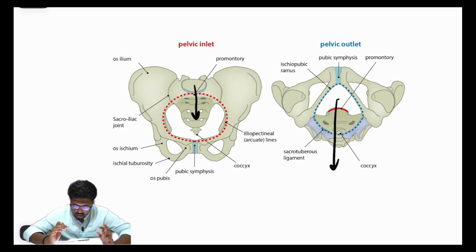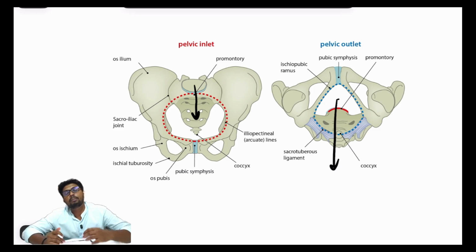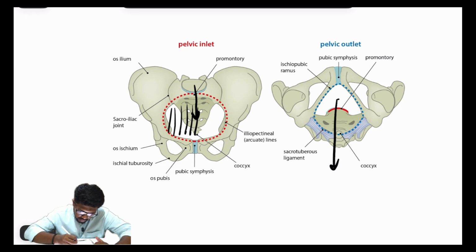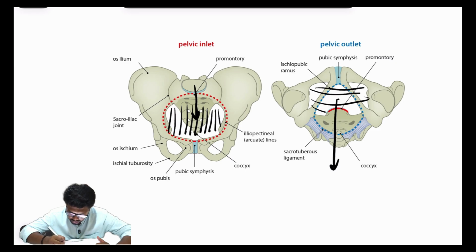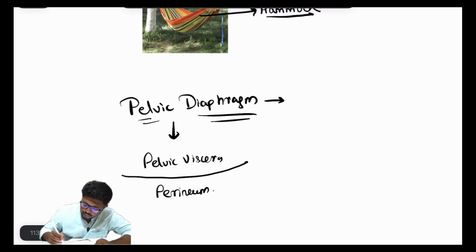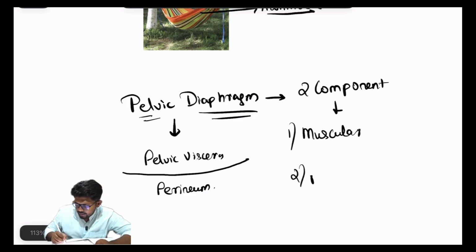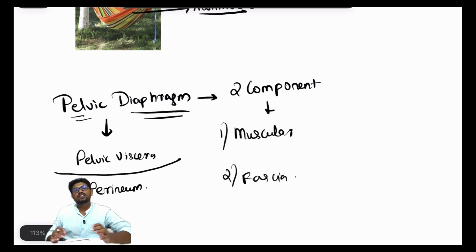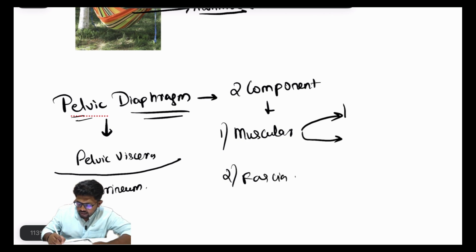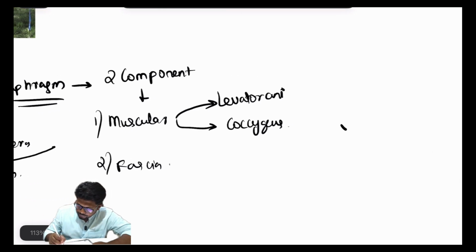Because our pelvic diaphragm is located in this pelvic cavity. If this is the pelvic cavity, in this part the pelvic diaphragm will be located. The pelvic diaphragm has two components: firstly the muscular component, and the fascia. Two muscles form this pelvic diaphragm: Levator Ani and Coccygeus.